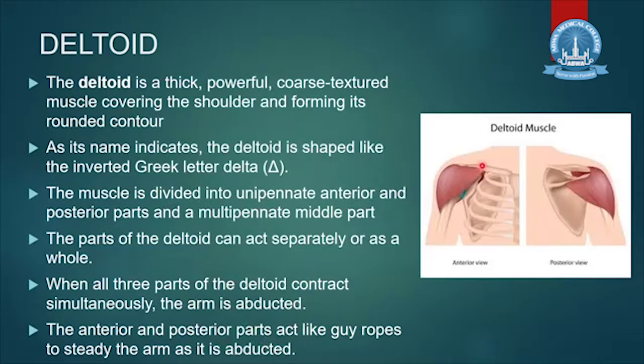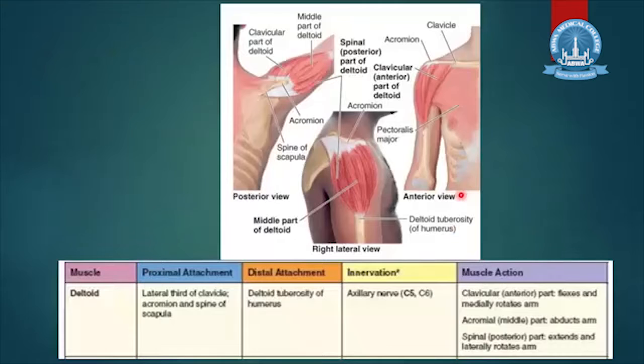The anterior and the posterior parts act like guy ropes to steady the arm as it is abducted. Okay, so remember this thing. This is a thick, powerful, coarse textured muscle covering the shoulder and forming the rounded contour of the shoulder. See here in this diagram, this is deltoid. Anterior fibers are unipinnate, posterior fibers are also unipinnate, but the middle fibers are multipinnate.